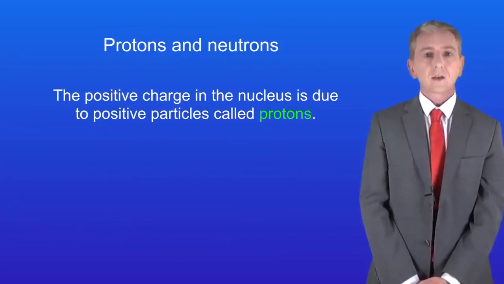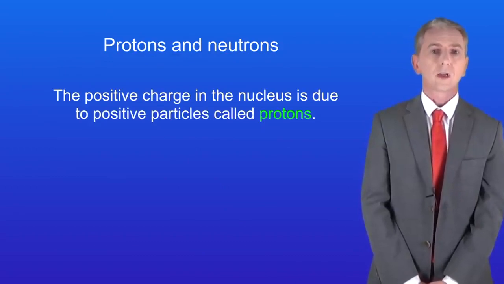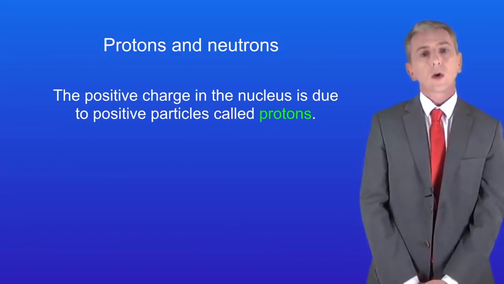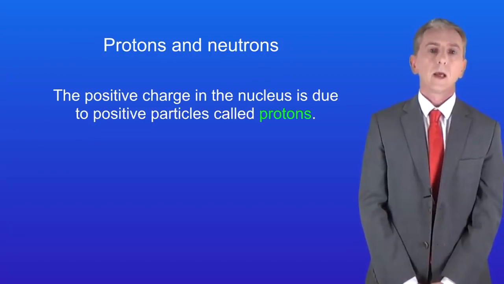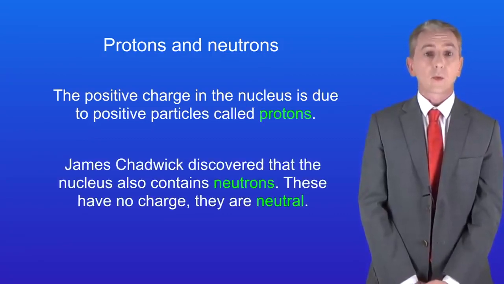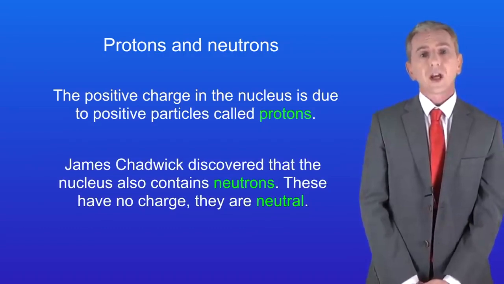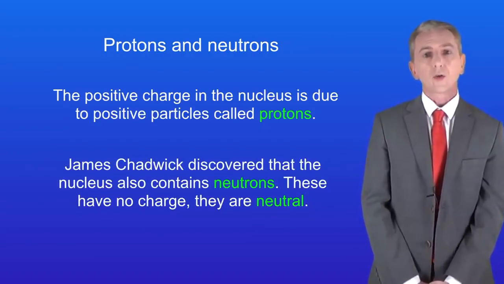Several years later, scientists found that the positive charge in the nucleus is due to positive particles, which they called protons. And around 20 years after the nuclear model was first proposed, the scientist James Chadwick discovered that the nucleus also contains neutrons, and neutrons have got no charge, they're neutral.